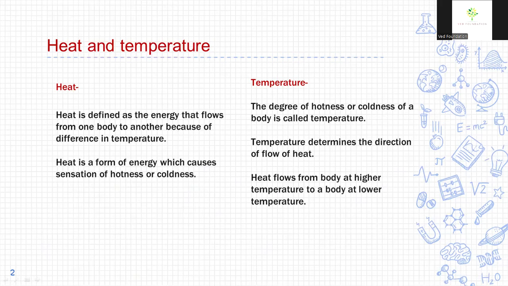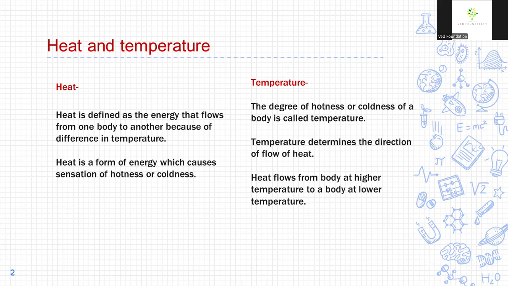Heat. Heat is a form of energy. We can't consider heat as matter, because the properties of matter are that matter has mass and matter occupies space. But heat does not have mass and it doesn't occupy space. But heat can do work, and that's why heat is a form of energy. Heat is defined as the energy that flows from one body to another because of a difference in temperature.